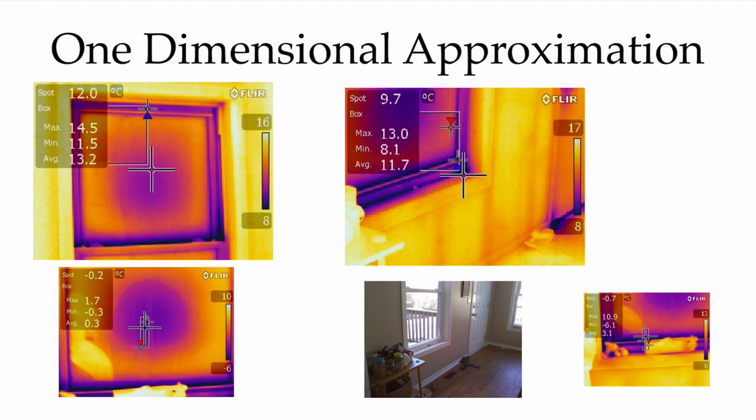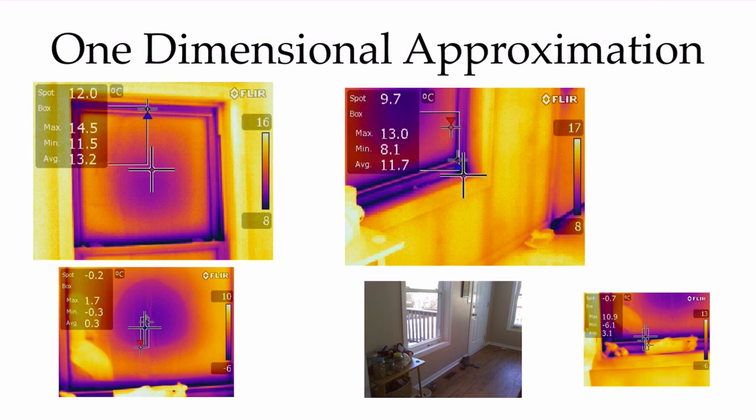But we also see, and focusing over here, that there's something a little different about this corner than the other corners. And if we look in detail at that spot, we can see that in this corner, there is a minimum temperature of 8.1 degrees. So I'm going to submit that somebody did a poor job of installing this window, and there's not as much insulation in that space when they installed that window. And you see that effect in the corner here quite severely in the thermal image.